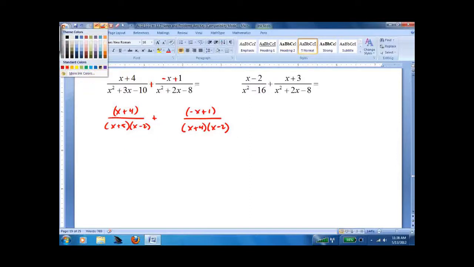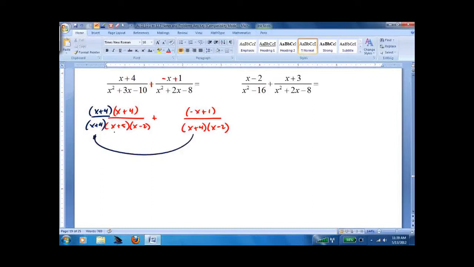And need common denominators. We got an x minus 2 in both. So that one's already there. So I'm just going to multiply by what's not there from the other side. So this one here. Now x plus 5 has to go here. And that works. What's my common denominator? X plus 5, x plus 4, x minus 2.